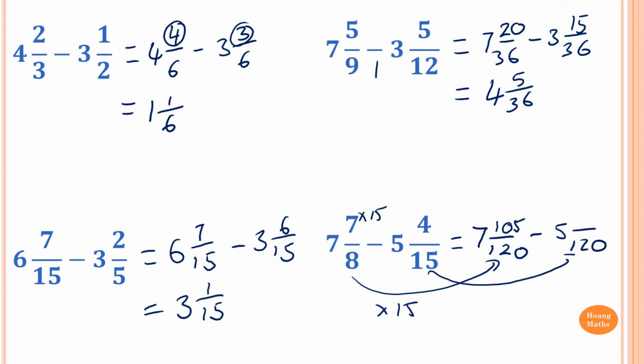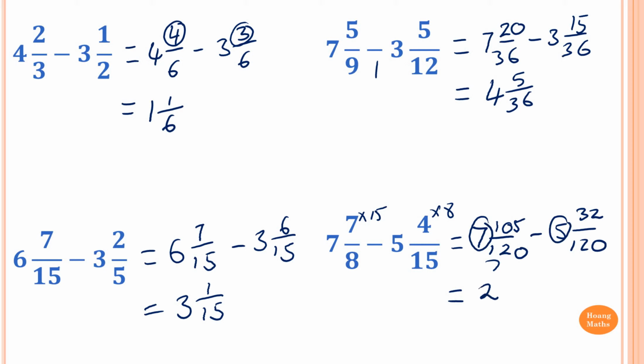So from 15 to 120 is 8 times, so this is times by 8, which is 32. Now 7 take away 5 is 2. And 105 minus 32: 100 minus 30 is 70, so 5 minus 2 is 3. So 73 over 120. The answer is 2 and 73/120.